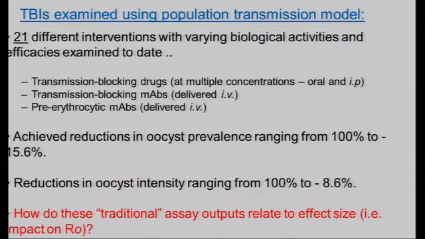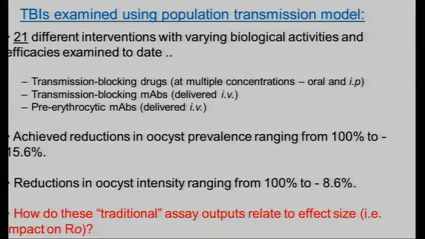So to take that slightly further, we've used our model for 21 different interventions to date, all with varying biological activities and efficacies. We've looked at multiple transmission blocking drugs and multiple concentrations, both oral and IV delivery. We've used transmission blocking monoclonal antibodies and pre-erythrocytic monoclonal antibodies delivered IV to mice post-injection.